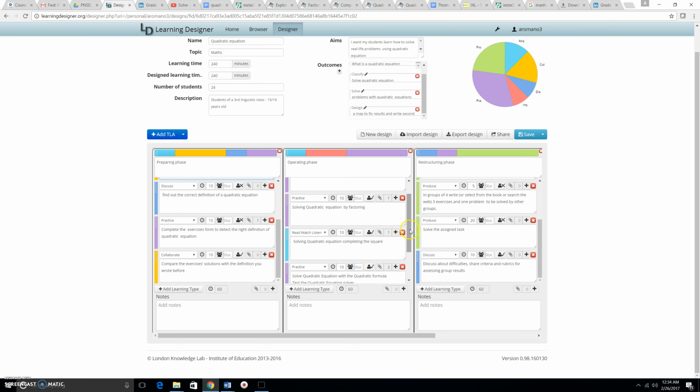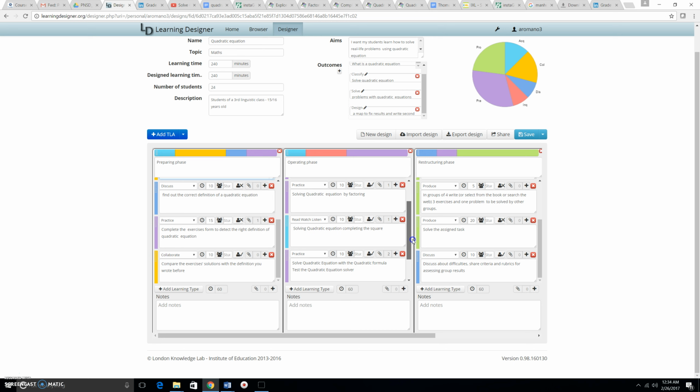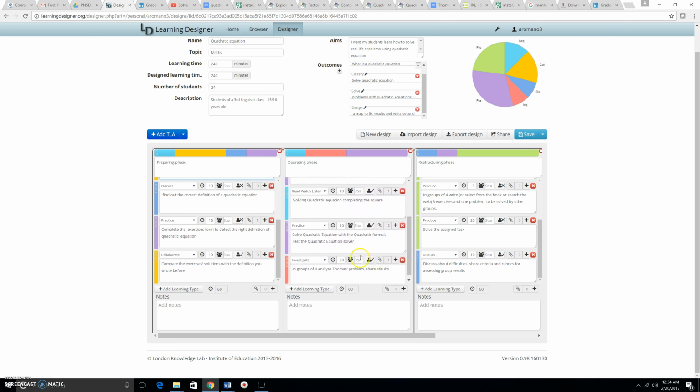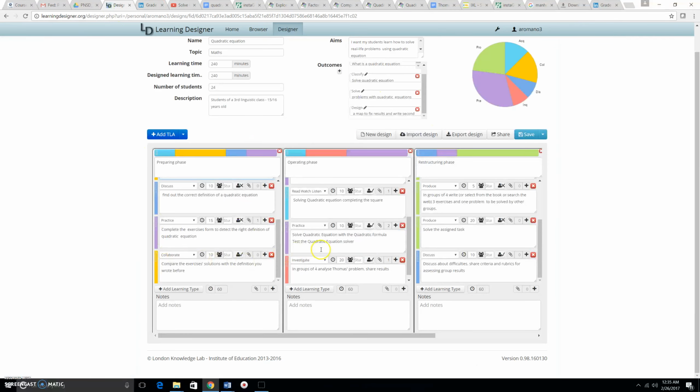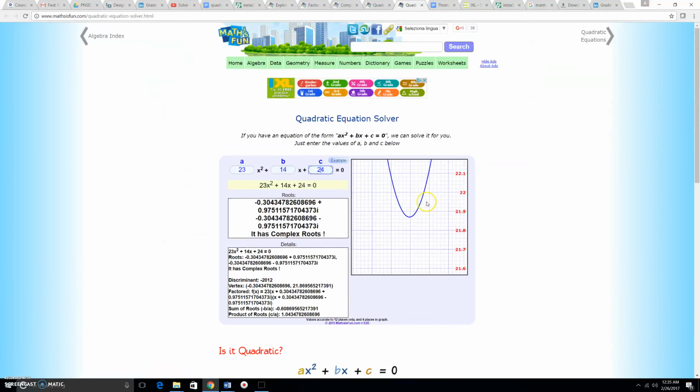The next activity, after completing the square, is about how to solve an equation through the quadratic formula, and again they study the quadratic formula by watching the video, by writing the definition, and so on. At the end of this activity, they can test interactively how to solve an equation with the quadratic equation solver.